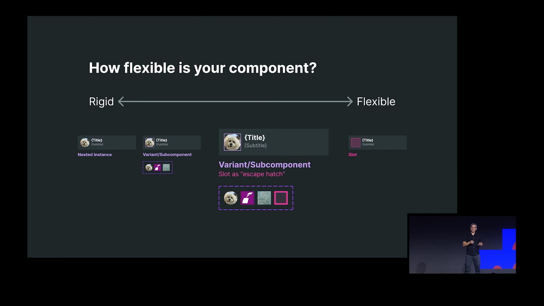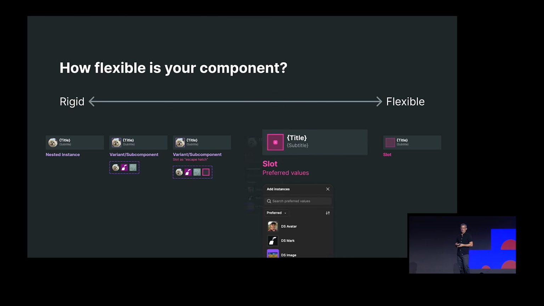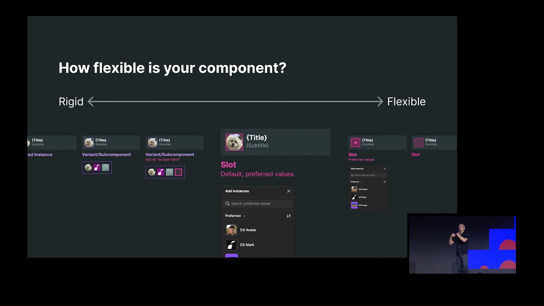But now with slots, we need to start from the other end of the spectrum. How can we add things like preferred values to position that avatar, mark, or image? Or even put a default into the slot so that we can combine the preferred values with a default value that we can configure to have the cute dog too.